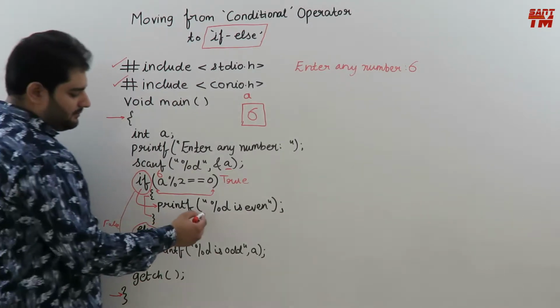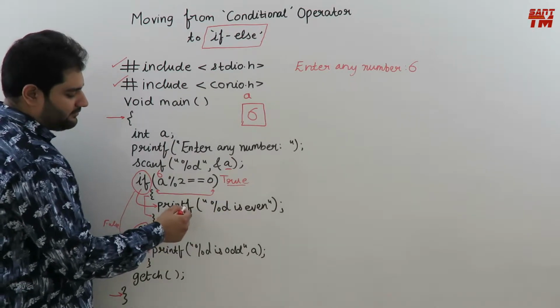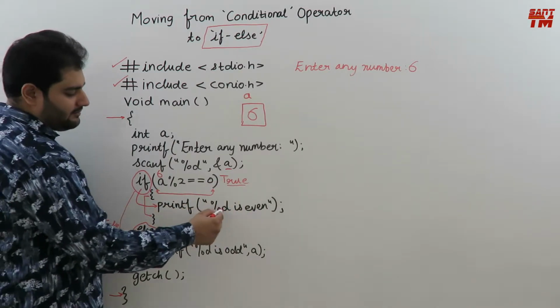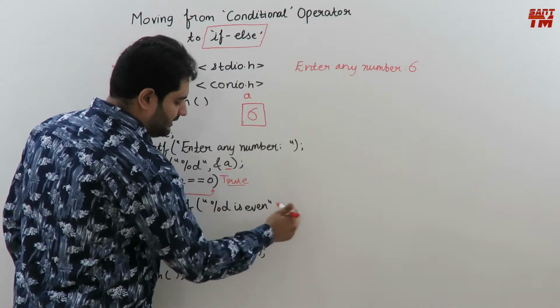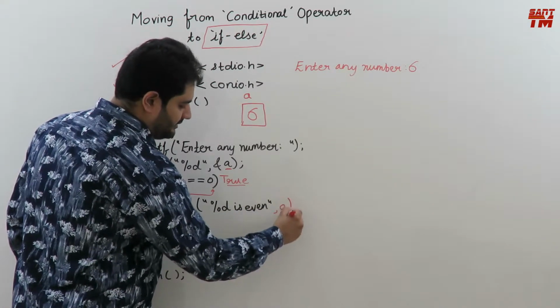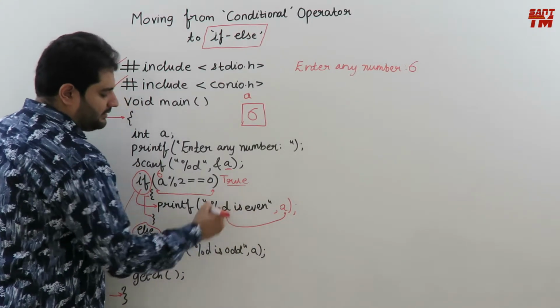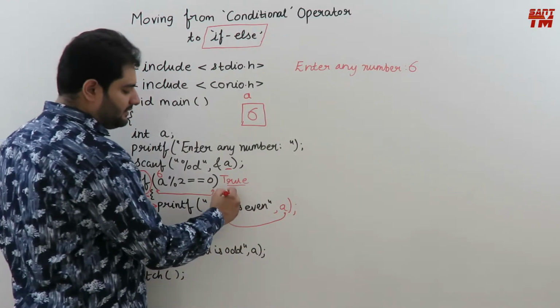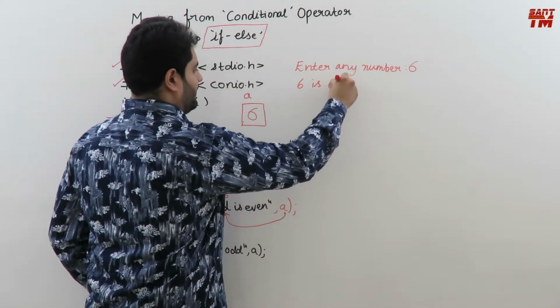Here this condition is matching, that means it is true this time. So this printf statement will be executed. Printf %d is even. Here I should write exactly like printf %d like this. Then this %d will get its value from a, and it will print 6 is even. So your output will be 6 is even.